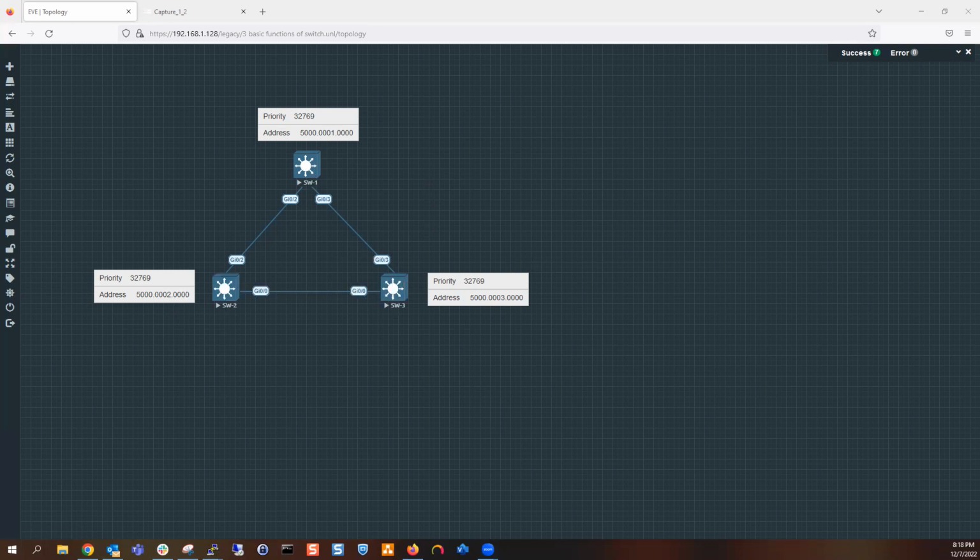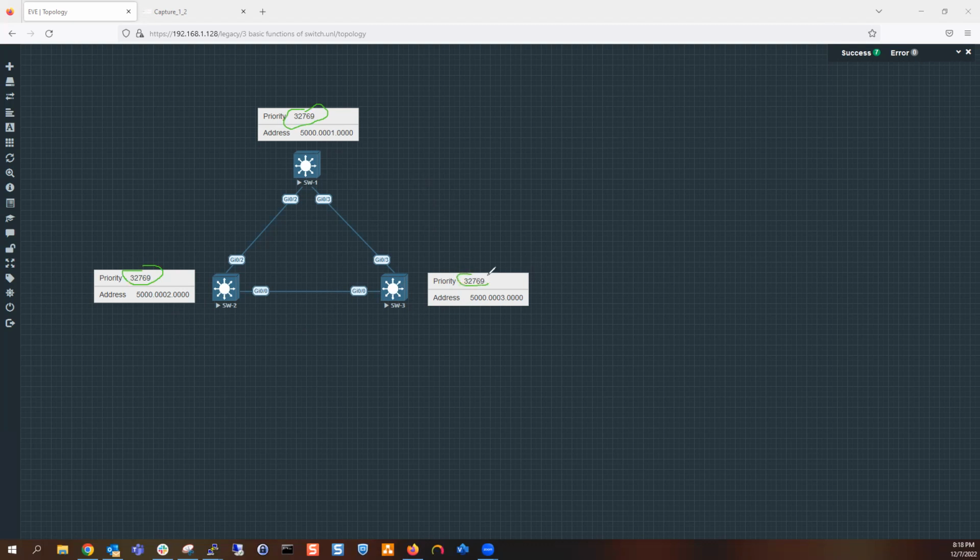We look at the priority and we see the priority is the same, perfect. We're gonna move on to MAC address. Who has the lowest MAC address? Of course, we see the priority is the same, 32,769. So we're all talking about VLAN 1.